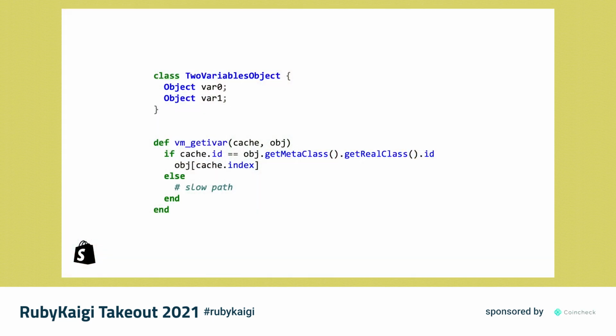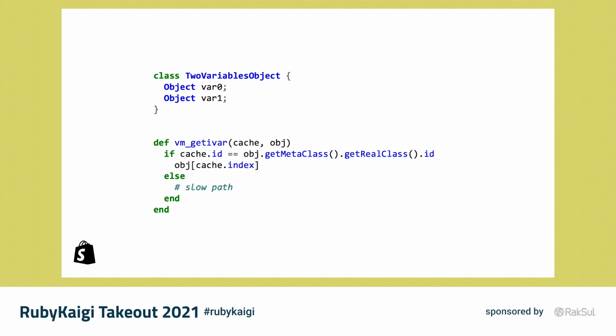For the code to access these variables efficiently, JRuby uses a mechanism of the JVM called invoke dynamic. That's quite a complicated, sophisticated VM technology, so I won't go into it here. We'll just sketch the effective result using Ruby pseudocode rather than going into the Java code. So for the JRuby version of VM get IVAR, we check that the cache's ID, which is like a class serial, is the same as the meta class's real class's ID. And then again, we can index into the object, and again, there's a slow path.